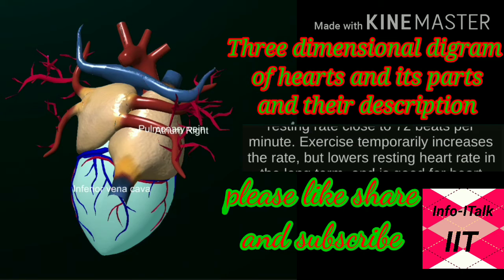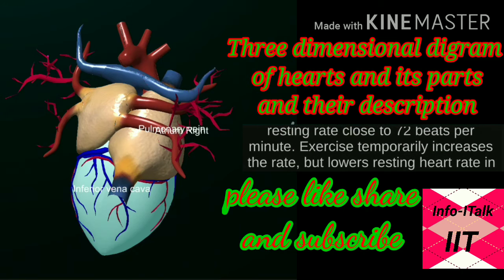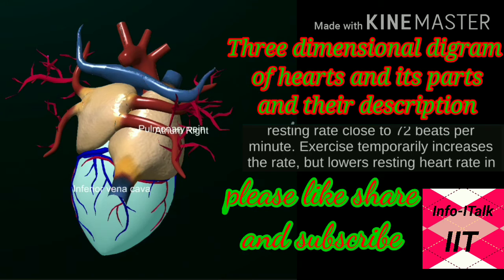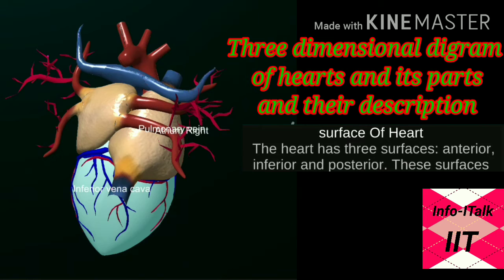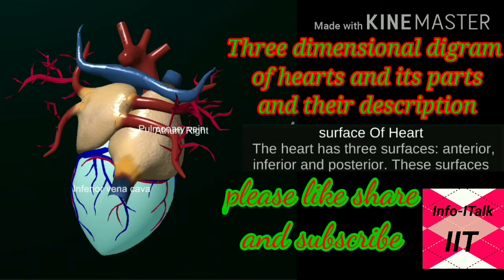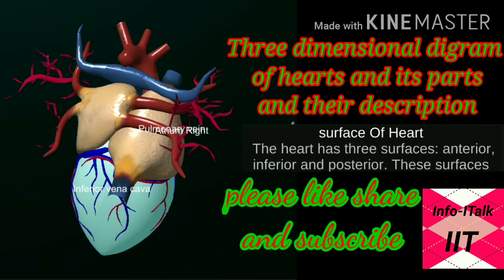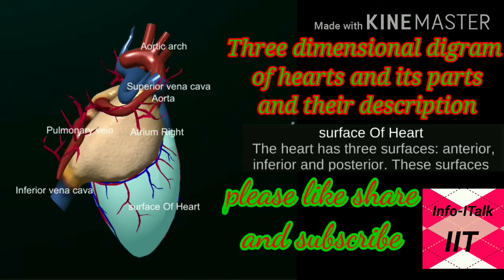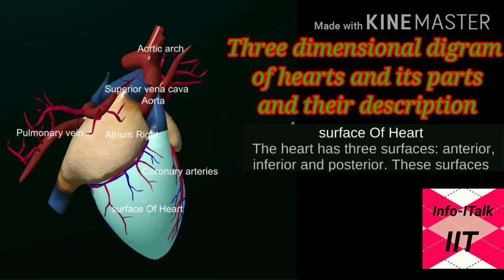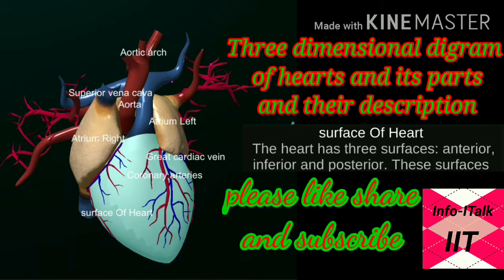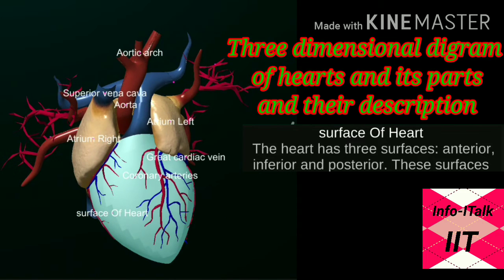Now we discuss its parts. You see here clearly the most lower part, which is sky blue color. This is called the surface of the heart. This is the shape of the surface of the heart. You see clearly, the surface of the heart.